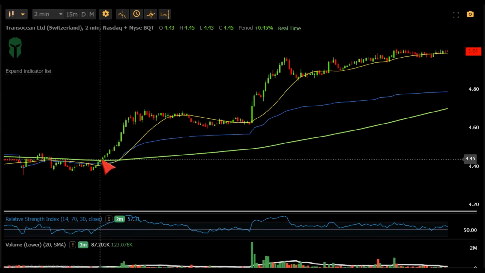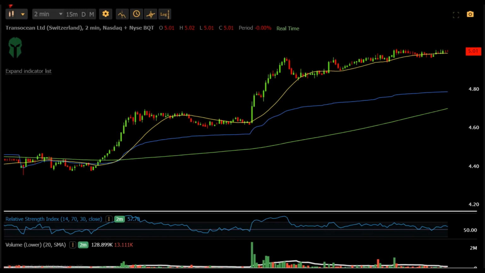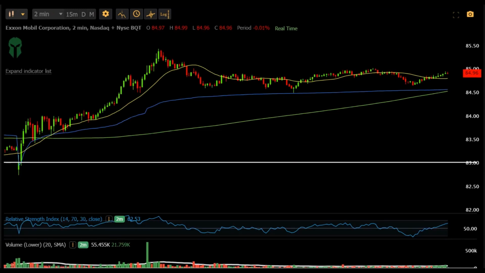Now, what you're focused on is this counting system and then seeing how you do with the system on those 3 ideas. Now, it's important to note where you should be looking at possible entries and exits are right around these levels.